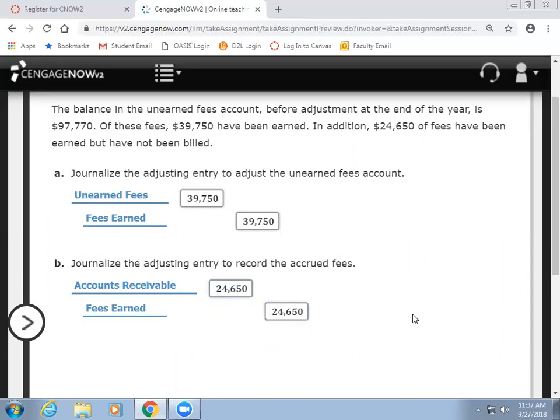So those are two different types of adjustments there. We had a deferred revenue, and then we have an accrued revenue. Again, though, both times fees earned, our revenue account, is credited. So anytime the adjustment has to do with revenue, we know we're crediting revenue. You just have to figure out what you're debiting. Any questions on that one?